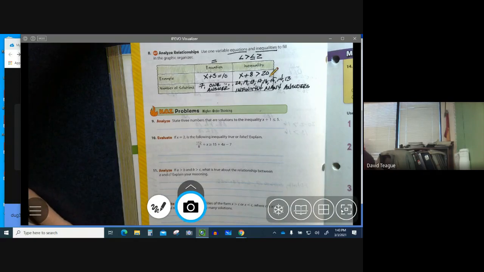Jacob. You working on number 9? Yeah, work on number 9 for me. Find 3 numbers that are solutions to the inequality x plus 1 is less than or equal to 5. Just find 3 numbers.